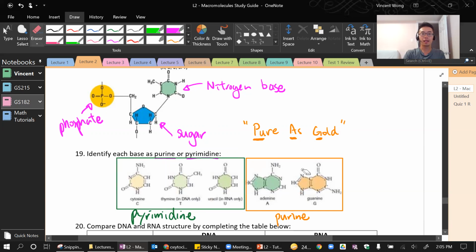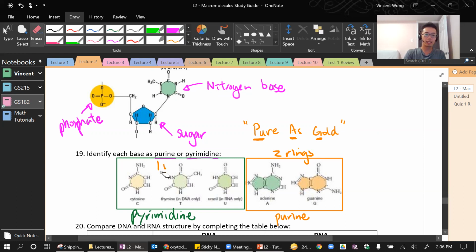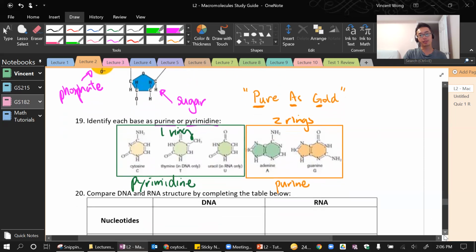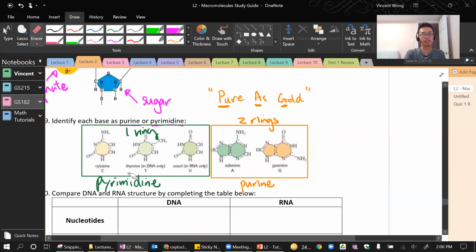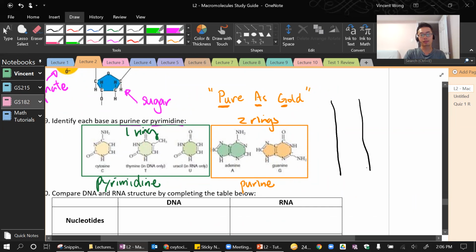Okay. So we can see the purines, they have 2 rings. But the pyrimidines, they only have 1 ring. Okay. And so what happens is, according to the base pairing rule, A binds with T, G pairs with C. So when you look at the DNA double helix, right? These are the backbones, and then these are the bases. And so you have A binding to T, C binding to G, right?